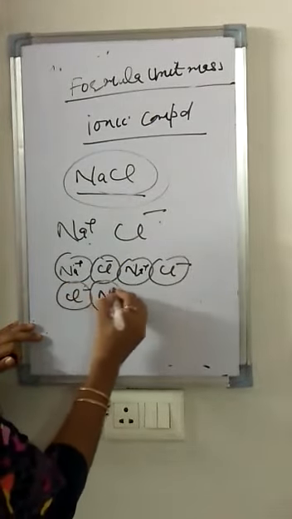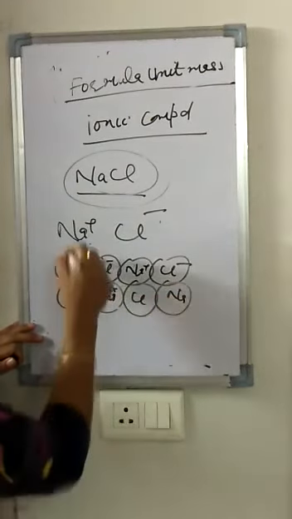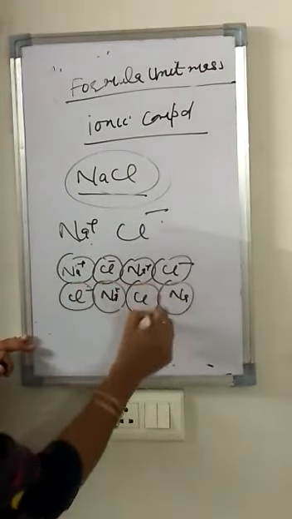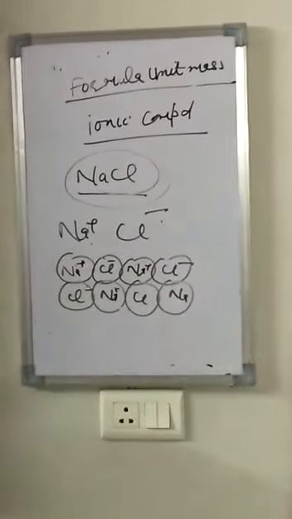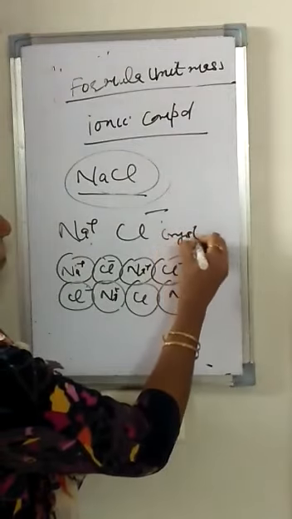You can see here. Fine. So they are formed like this. You can see sodium, chlorine, chlorine, sodium, sodium, chlorine, chlorine, sodium. They are arranged in a fixed pattern. This is called a crystal.